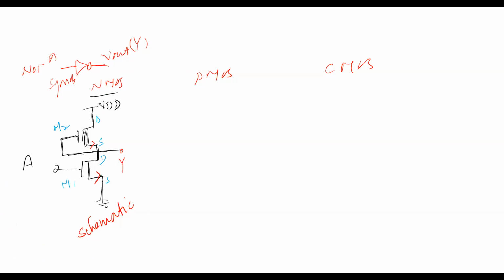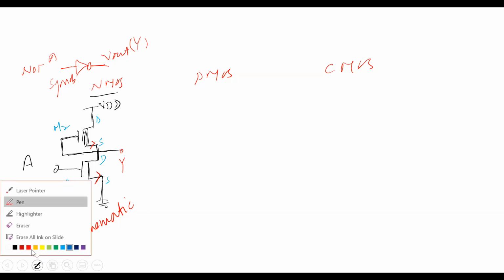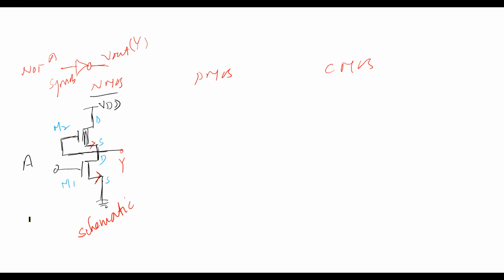I will take one minute. I will take the highlighter. Okay, color change. So this is my VDD. This is my ground. Understand? This is one layer, and this is one more layer. Both are the same material, the metal one layer.